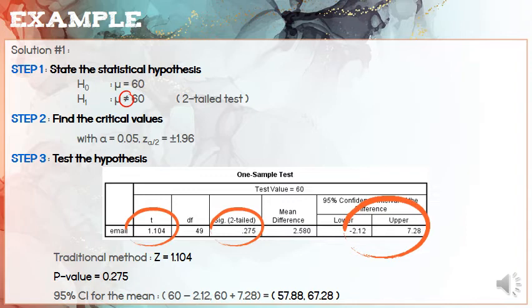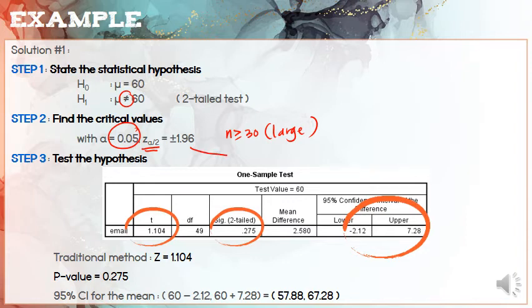Step 2, find the critical values. Since soalan kata pakai alpha 0.05 and n greater than or equal to 30, large sample, we refer Z table. Z alpha over 2. Kenapa dekat sini alpha over 2? Because this is a two-tailed test. Alpha dibahagi dengan 2. Dapat plus minus 1.96.